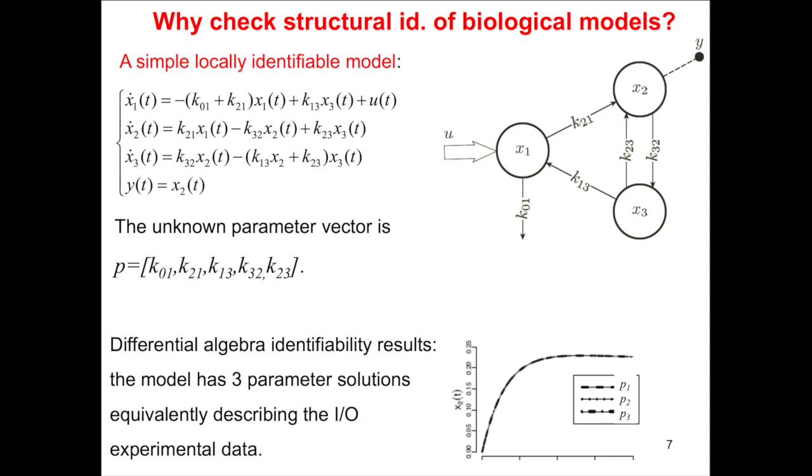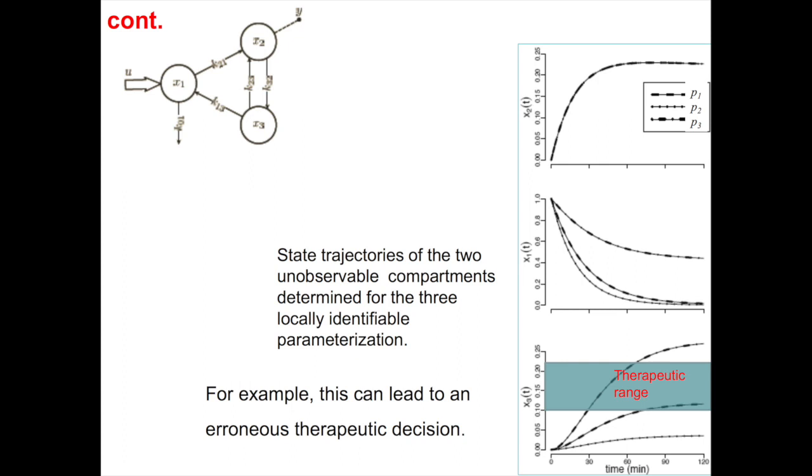But the first question is, how many values of this vector satisfy the original dynamical model? By applying the structural identifiability test, we know that there are three different parameterizations that satisfy this dynamical model. This means they equivalently describe the experimental data, the function y. But I reported here the trajectories of the two internal states, the two compartments that are not measured, and you can see that for each of these parameter solutions, you have different behaviors.